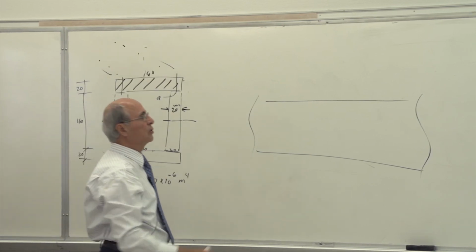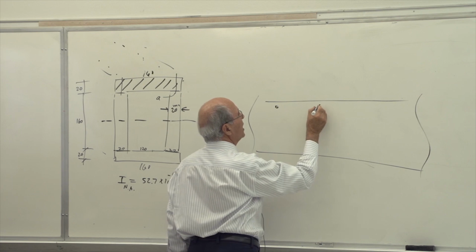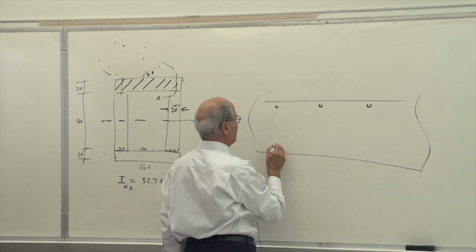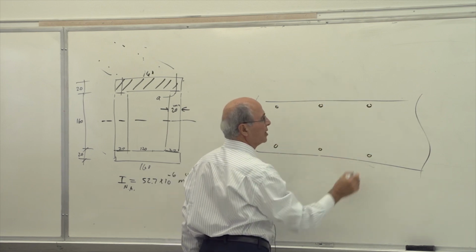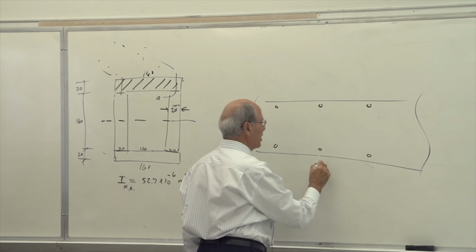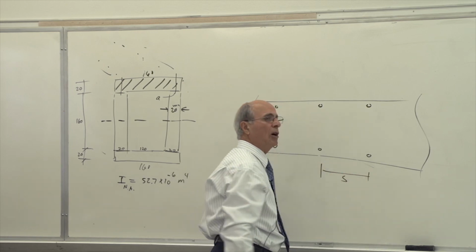Is that correct or not? So there is one nail here, one nail here, one nail here. You just space it like that. Usually put it on the same side. Is that correct or not? So there is a spacing between each nail. We call it S by S.